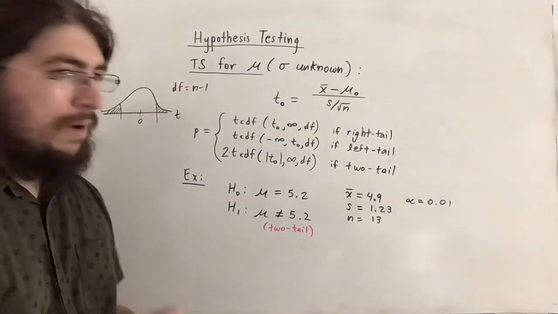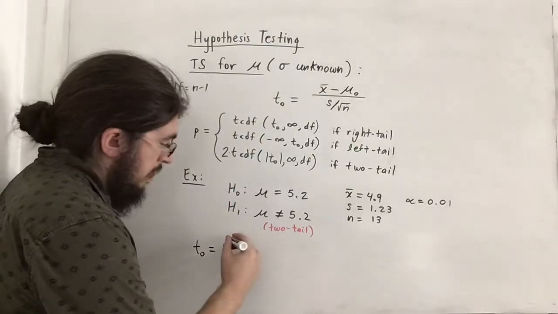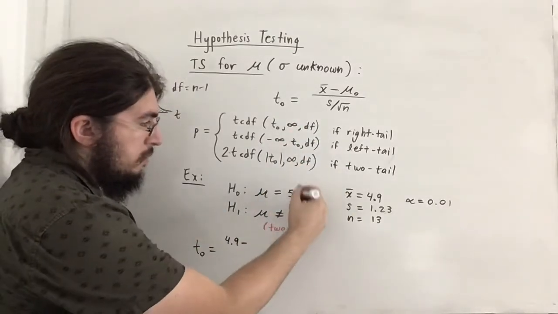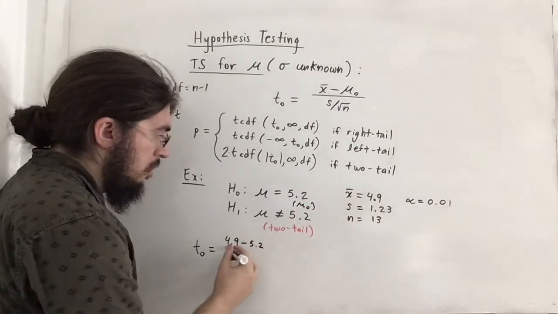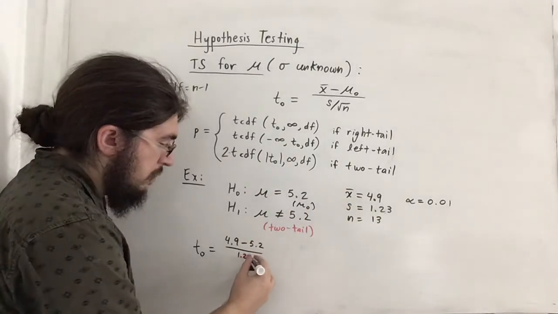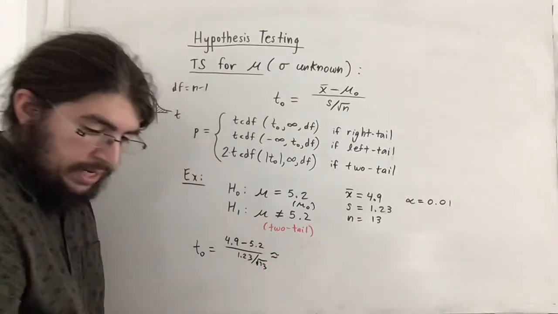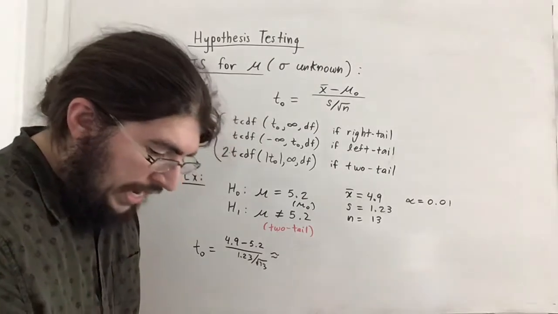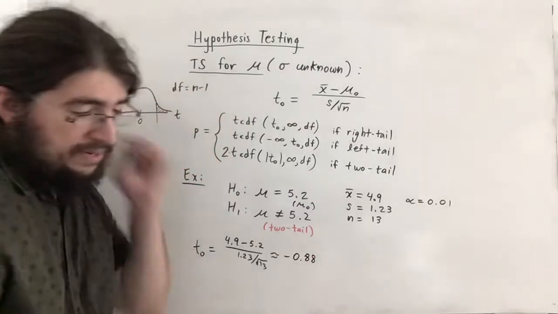All right, so now what? Well, I guess we have to find t naught. So t naught is going to be x bar, which is 4.9, minus mu naught, which is 5.2, all over our sample standard deviation 1.23, divided by the square root of 13. I already did this on my calculator off screen, and I got about negative 0.88 if you round. It's a pretty small negative number, it's not that large.